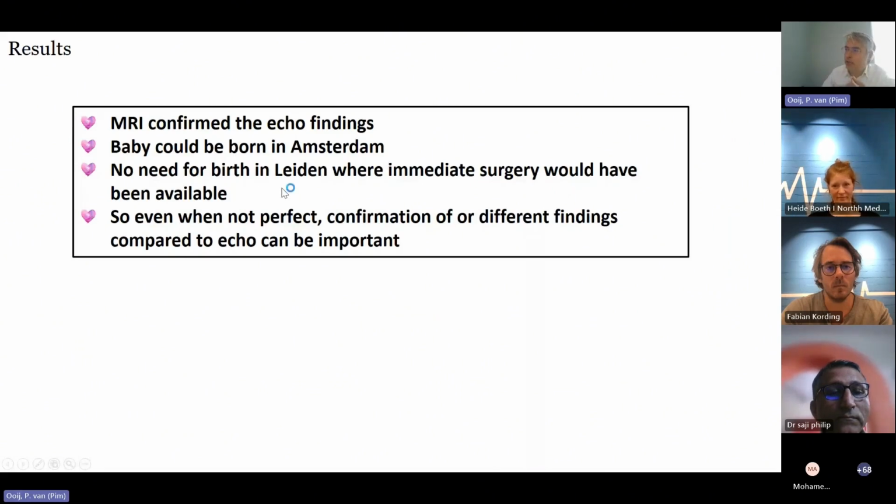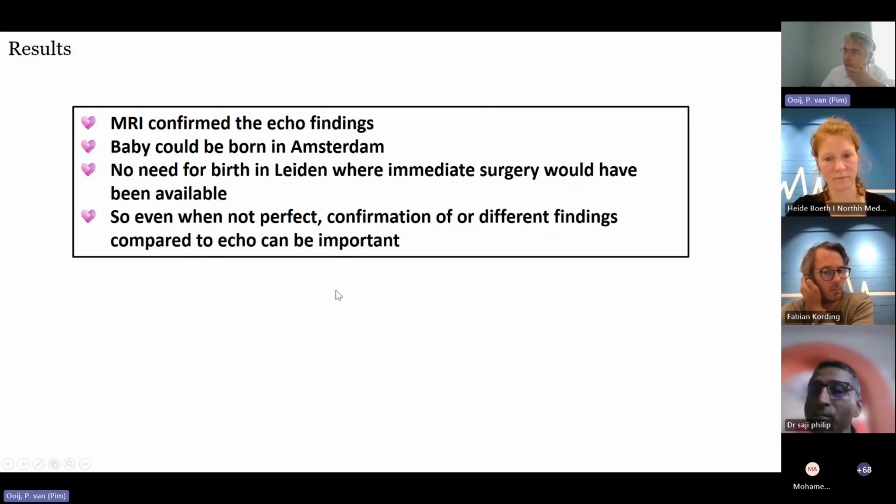The baby could be born in Amsterdam, didn't have to be born in Leiden, where immediate surgery would have been available. So even when your scan is not perfect, you can have a confirmation or have different findings on the MRI compared to the echo, and this can be important.